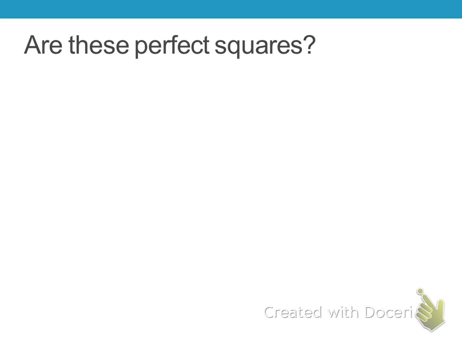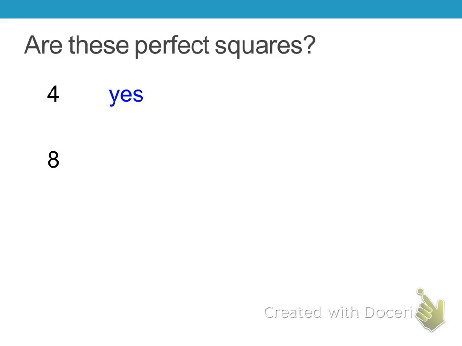All right, next I want to talk about what it means to be a perfect square. A perfect square means that one number times itself, one number squared, gives you that number. Is there a number when multiplied by itself that gives you a 4? Yes. What is that? 2. So 4 is a perfect square.